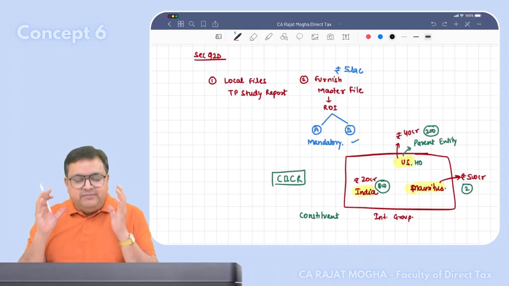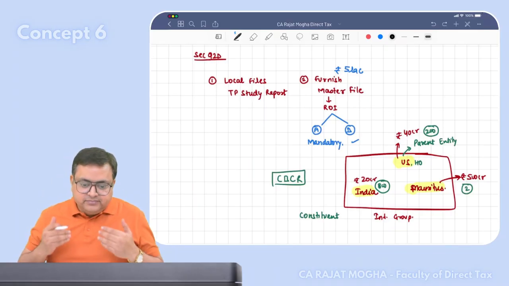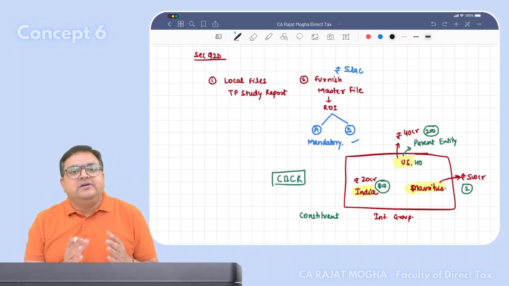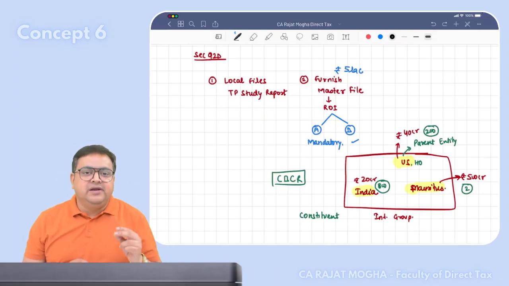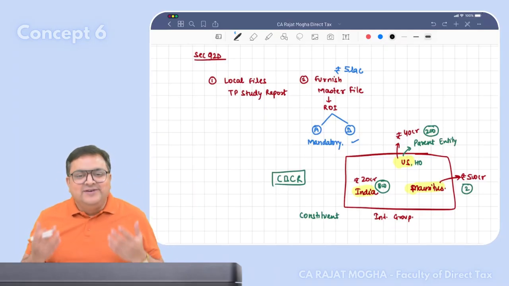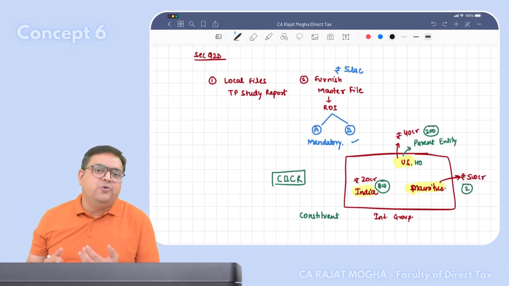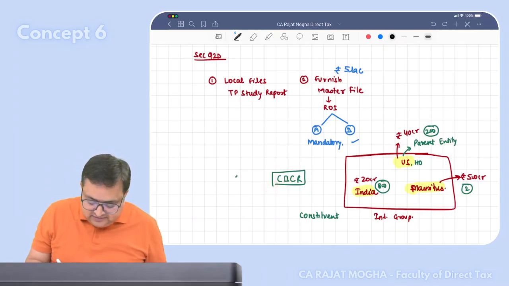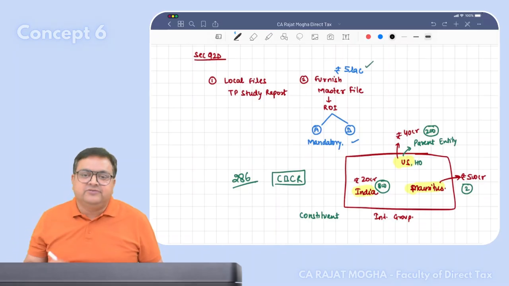So what the OECD members have done is that whatever guidelines the OECD has given by the BEPS action plan, all the countries have incorporated that plan into their own country law. Same with India. India has adopted that BEPS in their own Indian law. So they have actually made section 286 for CBCR. And the same thing is here in master file also.